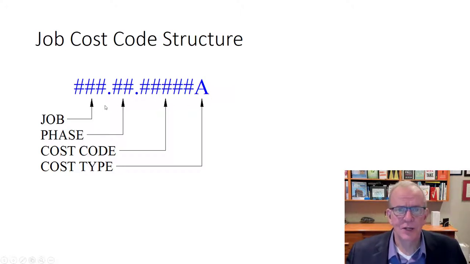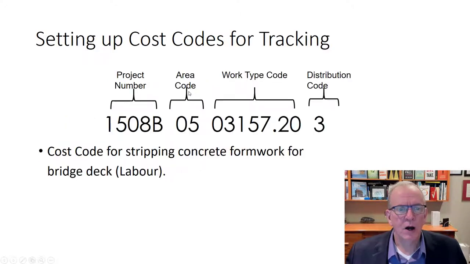So this is just giving you an example. It's not saying this is the way. It's just saying, you've got to have a job number. Maybe if there's a phase number, cost code, cost type, what this might look like in different structures or settings, almost like a phone number type situation.